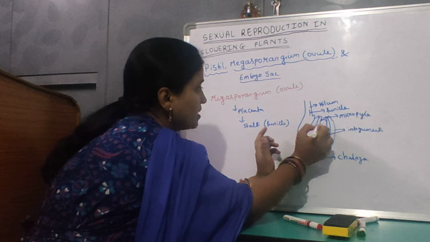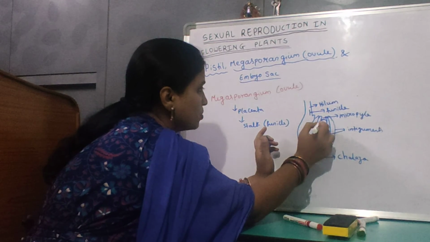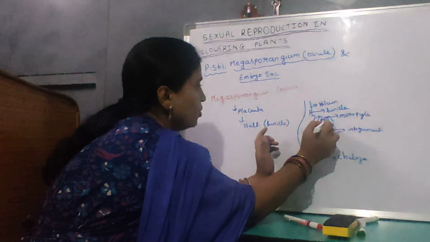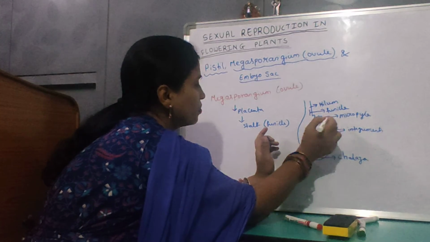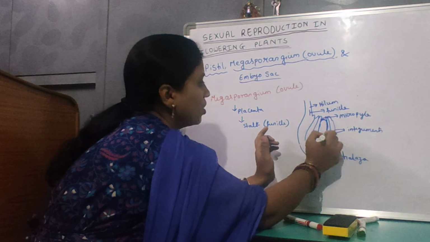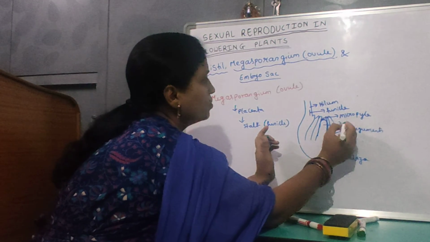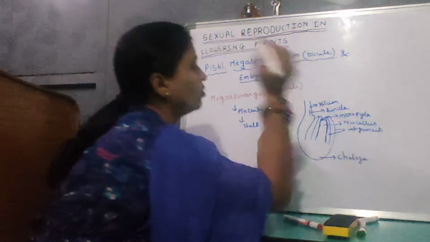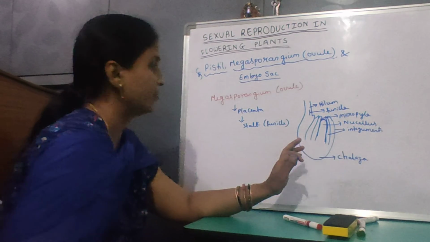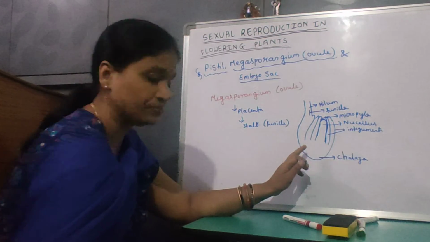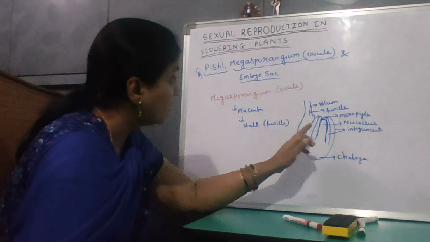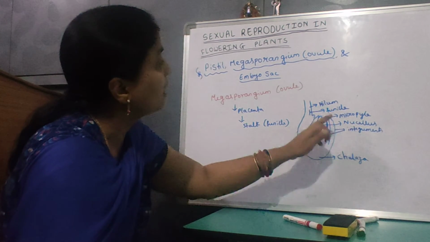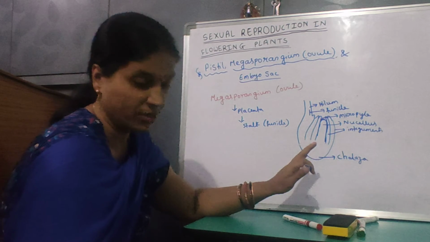These integuments are enclosing a tissue. This tissue is called nucellus. It is a nutritive tissue, which will be enclosed in the embryo sac. So this is nucellus. Then the nucellus is encircled by the one or two integuments.